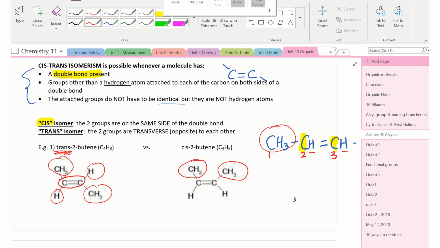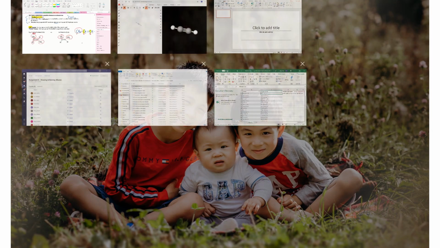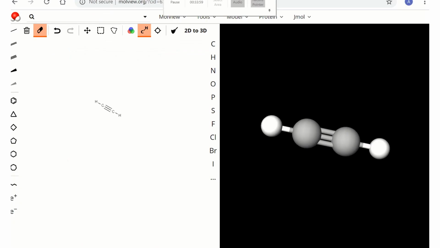Again, I'm just going to quickly show you with this illustration here, and hopefully that will make it easier for you guys to see it. So I have a double bond here. I'm going to add in the single bond at the end.